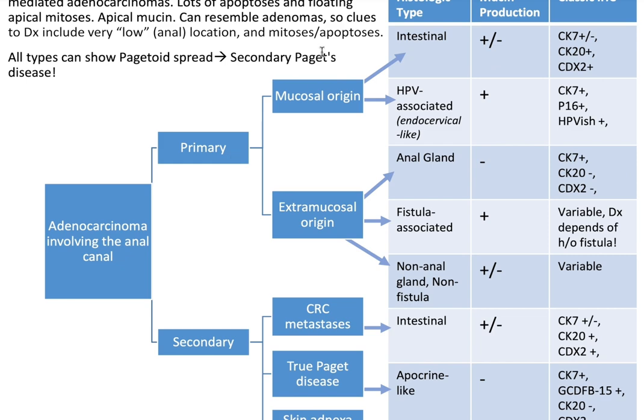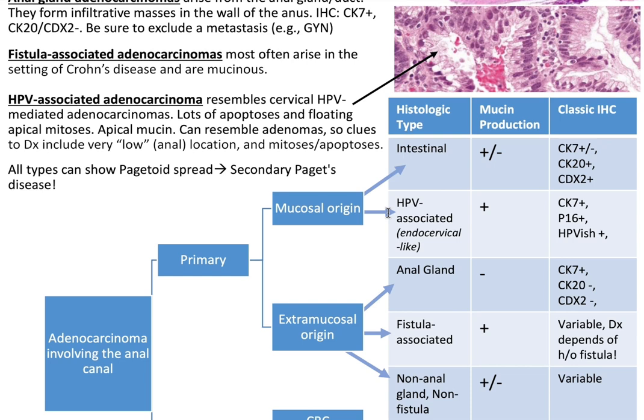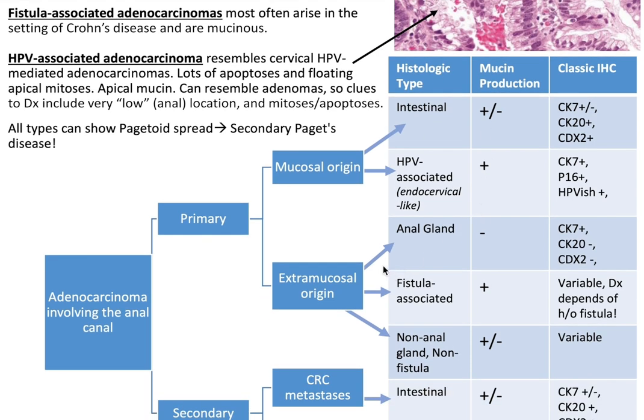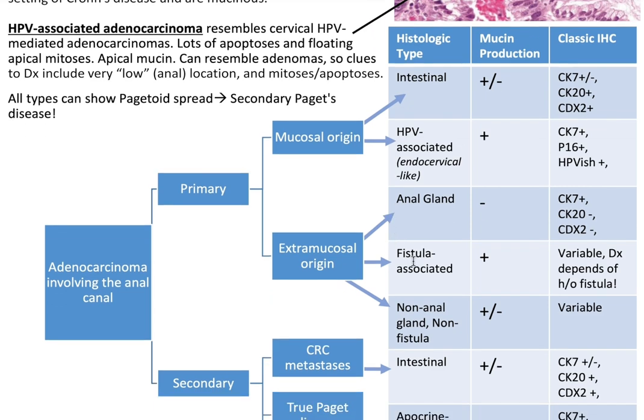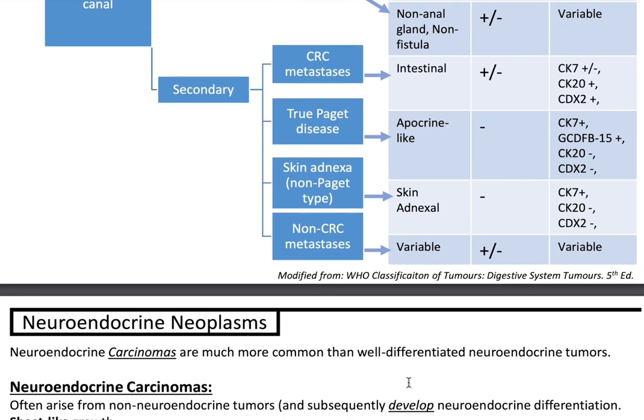Primary, mucosal origin, it's intestinal, or it could be HPV associated, and it looks like your endocervical-like, and both can produce mucin. Extramucosal origin, you have your anal gland, fistula associated, non-anal gland, non-fistula. Secondary adenocarcinoma involving the anal canal, you can have colorectal metastasis where it'll look intestinal. True Paget disease will look apocrine-like. Skin adnexa, non-Paget type, looks skin adnexal, and non-colorectal cancer metastasis is variable depending on the site of origin.